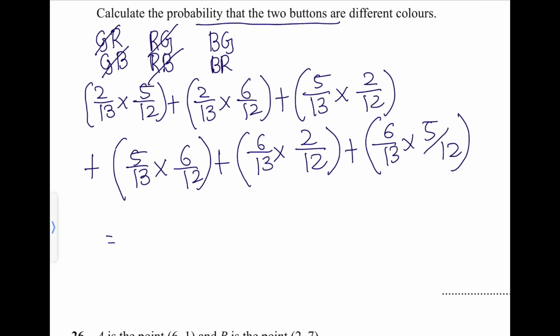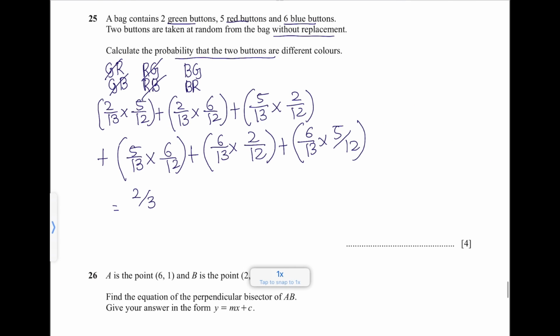That effectively gives me 2 over 3. So that would be the probability, 2 over 3. A well worth question for 4 marks.